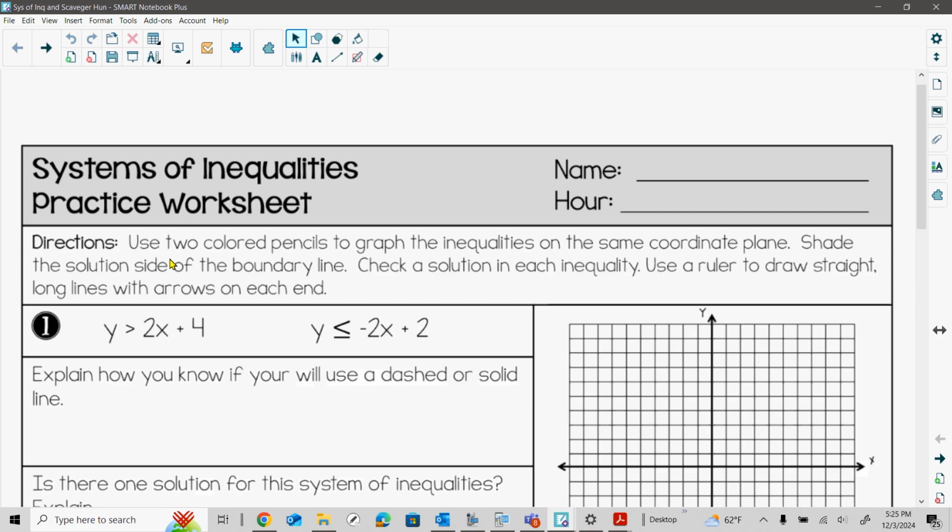So it says you're going to need to use 2-color pencils to graph your inequalities. I will be placing those in the clear box. If you don't have any, there's a big box with the markers and the pencils by the second door to the left of the room, so you can go get some there if you need that. And then you're going to also use a ruler to draw straight lines.